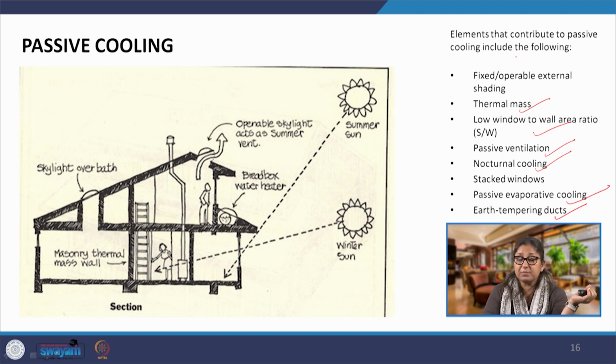How much energy will be reduced? The calculations of the impacts of these passive design strategies, we are going to look at in the last week of this course: how to exactly calculate the reduction potential, or the exact reductions that are going to accrue.